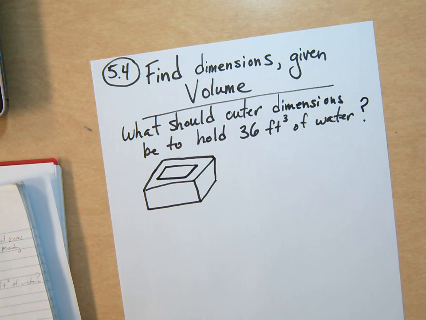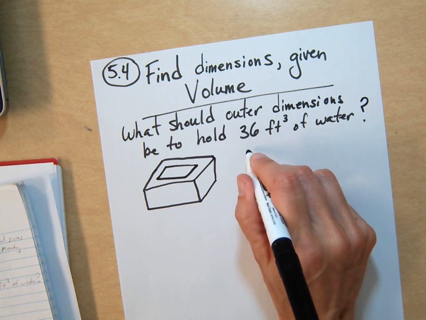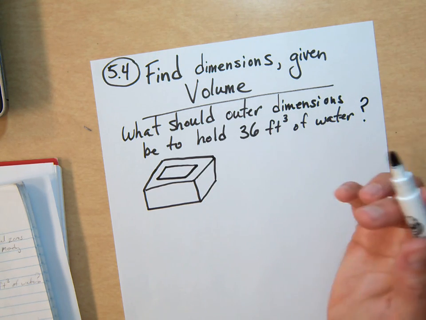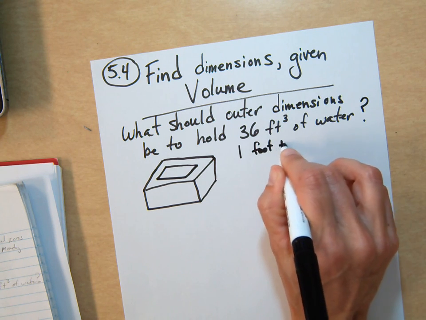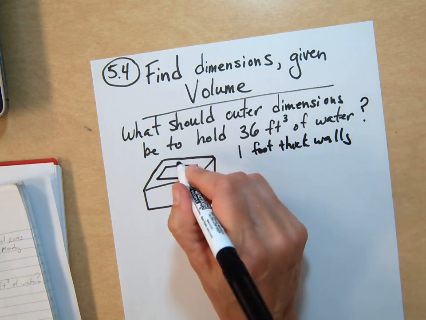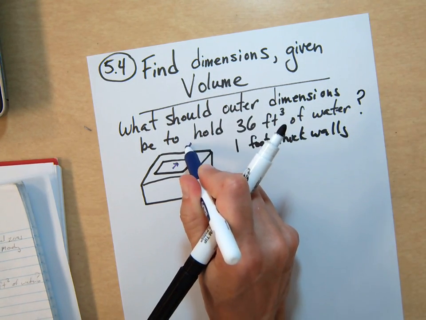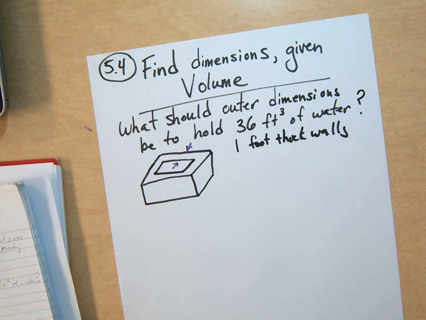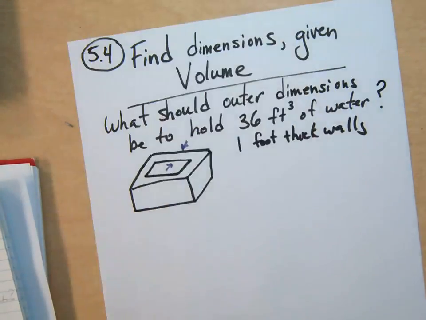And so the dimensions, so this is part of the problem, is each of the walls, it's like a planter box. Each of the walls is like 1 foot thick. 1 foot thick walls. So this distance from here to here is one, all the way around. All the walls are 1 foot thick. Let me zoom in. Okay.